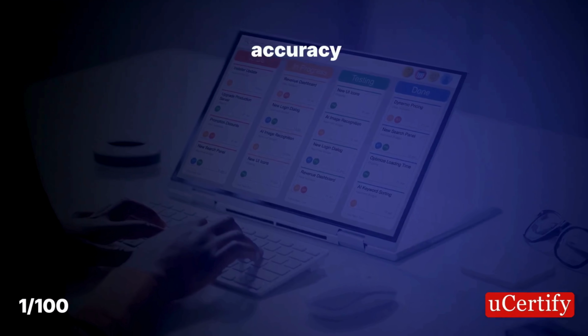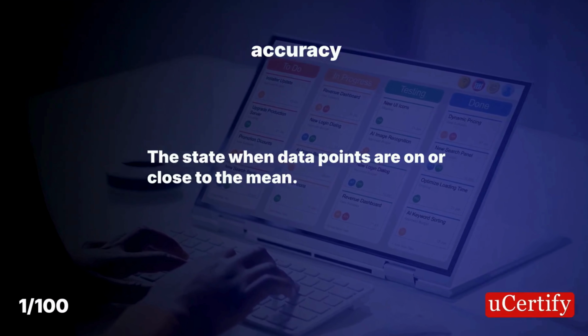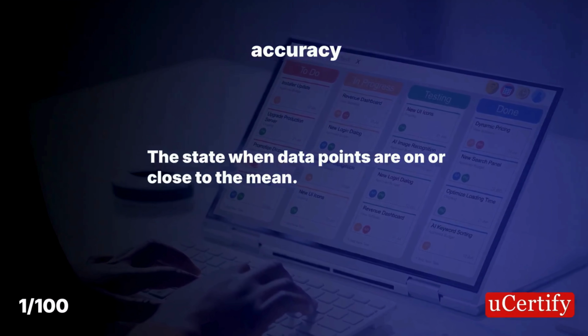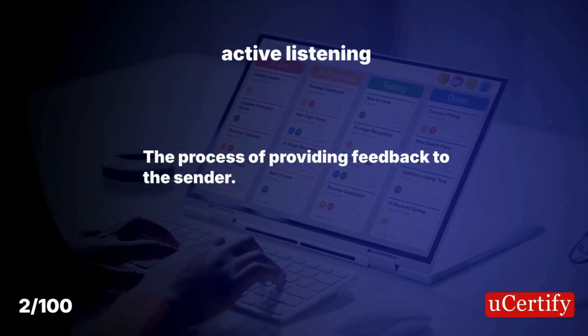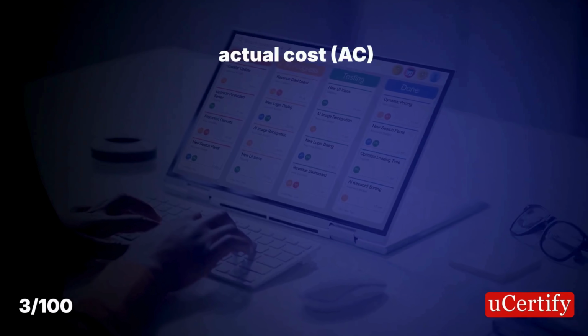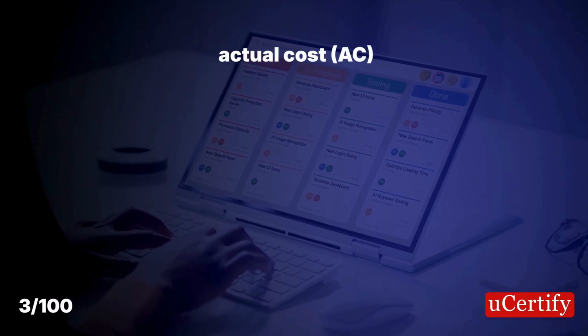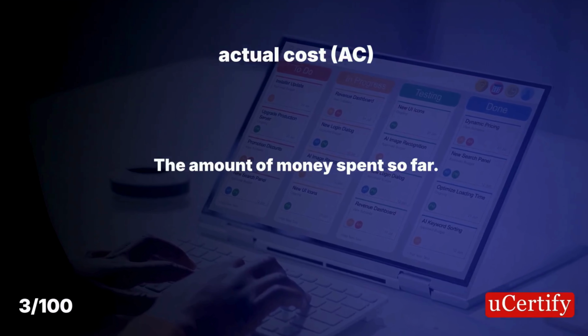Term: accuracy. Definition: the state when data points are on or close to the mean. Term: active listening. Definition: the process of providing feedback to the sender. Term: actual cost, AC. Definition: the amount of money spent so far.